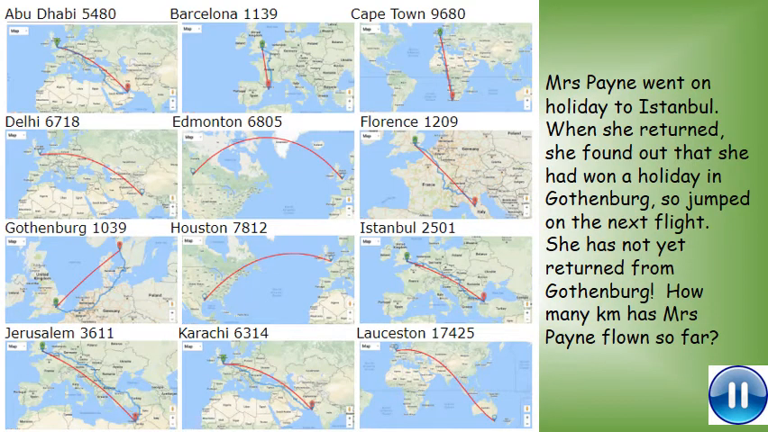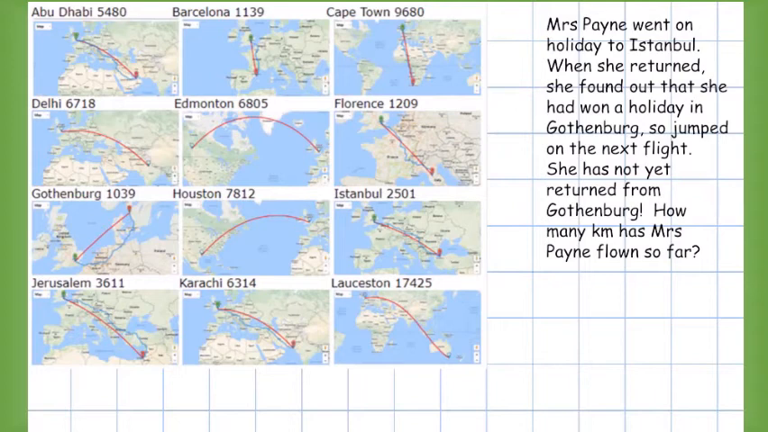Here you go, then, have a go at this question. And when I read it, don't worry, it is fictional. Mrs. Payne is currently in school. Mrs. Payne went on holiday to Istanbul. When she returned, she found out that she had won a holiday in Gothenburg, so jumped on the next flight. She has not yet returned from Gothenburg. How many kilometres has Mrs. Payne flown so far? Have a good think about what calculations I'm asking you to perform, and then give it a go. Let's find out how you got on.